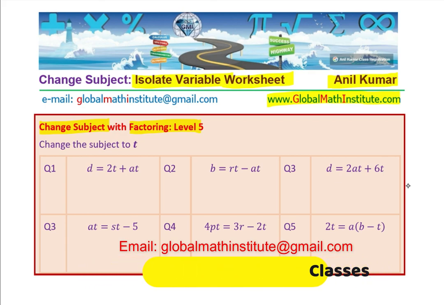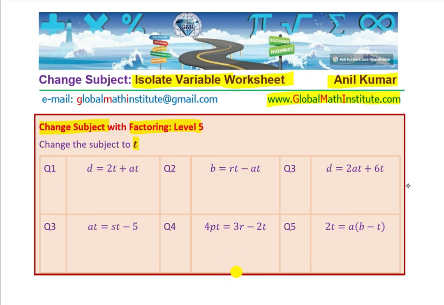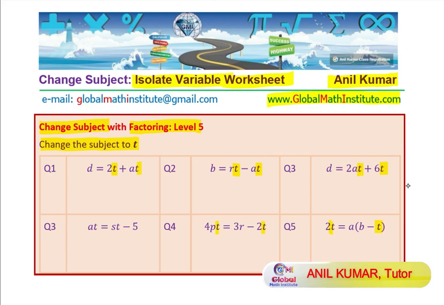We need to isolate the variable t or change the subject to t. Perfect. So as you can see, t is a common factor in all the 6 equations given to us. You get the idea, right? So once we combine it, then we can actually isolate it very easily. So let us see how we do that.